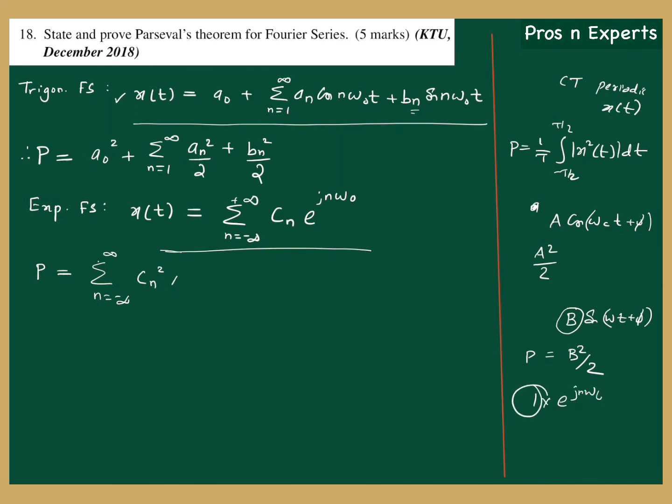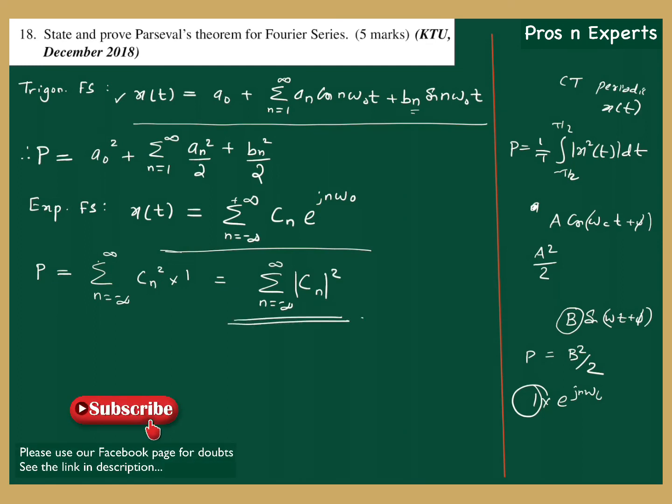So cn square into 1 is equal to sigma n equal to minus infinity to infinity mod cn square, which is the power obtained from exponential Fourier series. Again, Parseval's theorem says that the power obtained from this equation in time domain will be the same as this equation in frequency domain. So that concludes this question.